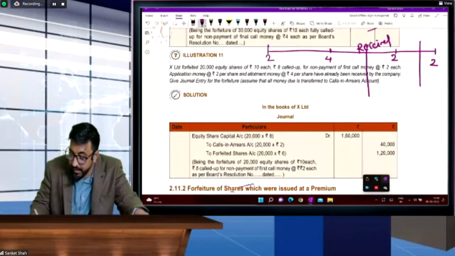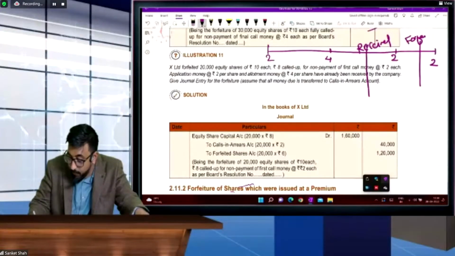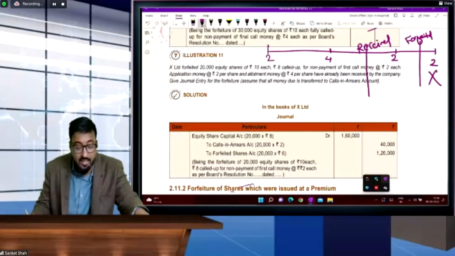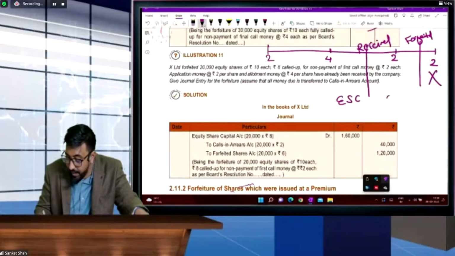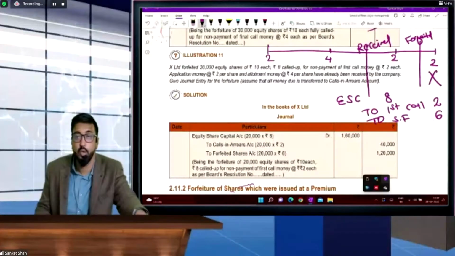So this is the diagram. And after the first call, shares are forfeited. The second call was not asked. So equity share capital 8, to first call 2, to shares forfeited 6.